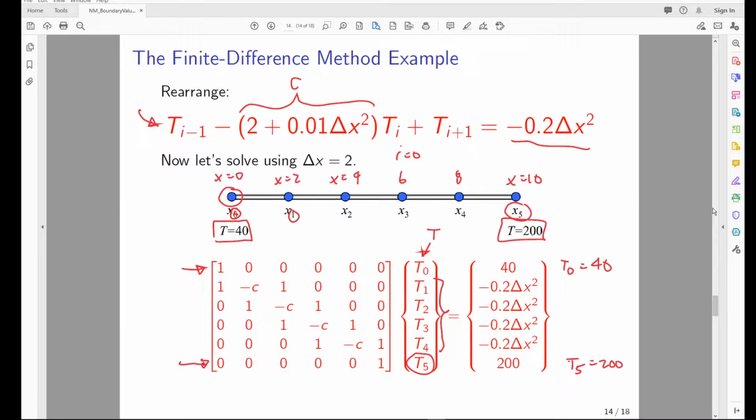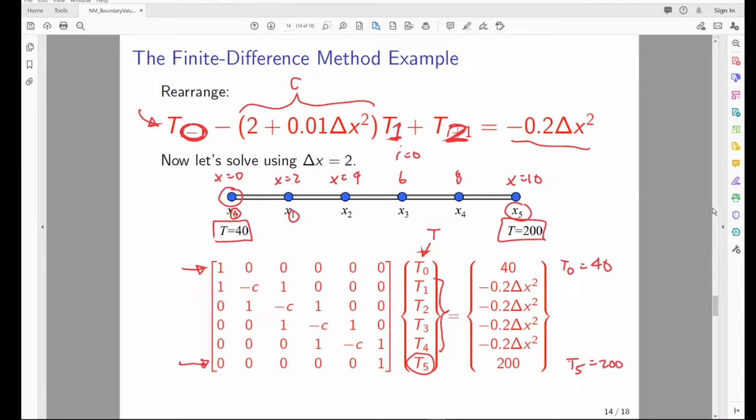Let's start by plugging in i equal to 1. If i is equal to 1 right here, this whole subscript becomes T0. It just so happens that I have T0 right here, and it's known. If i is equal to 1, this one becomes a 1, and this one becomes a 2. Which means that I have an equation right here as a function of T0, T1, and T2, and a whole bunch of constant terms.